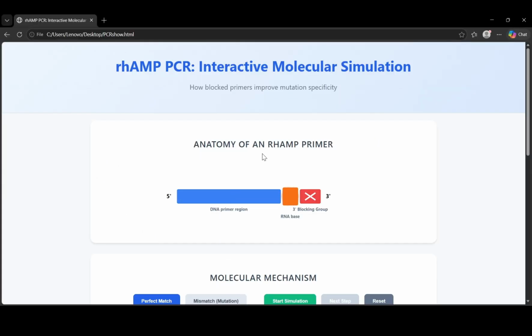Let's understand this concept with a very basic simulation that I have prepared. Here is the anatomy of a primer that we will be using. The primer contains a DNA primer region, an RNA base, and a blocking region at the 3' end.